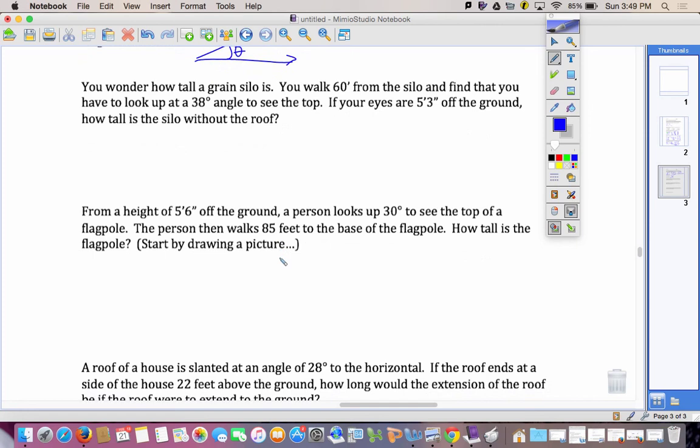Next one. You wonder how tall a grain silo is. You walk 60 feet from the silo and find that you have to look up at a 38-degree angle to see the top. If your eyes are 5 foot 3 inches off the ground, how tall is the silo without the roof?